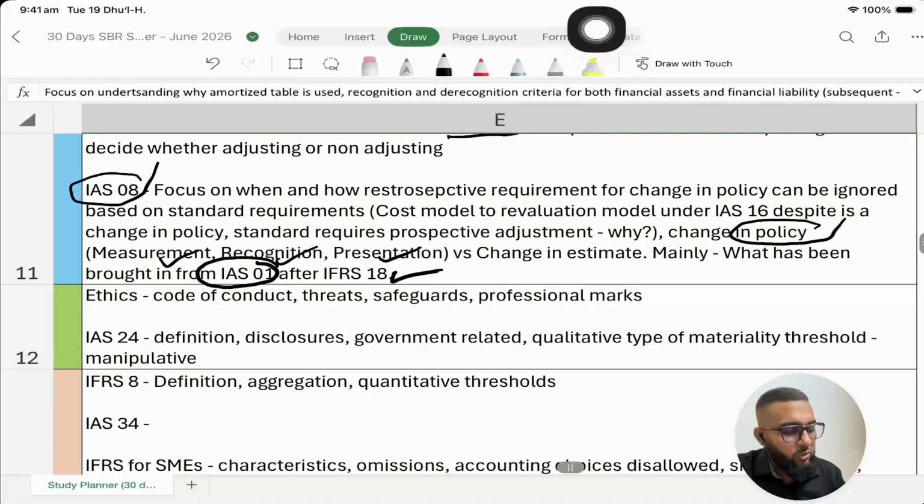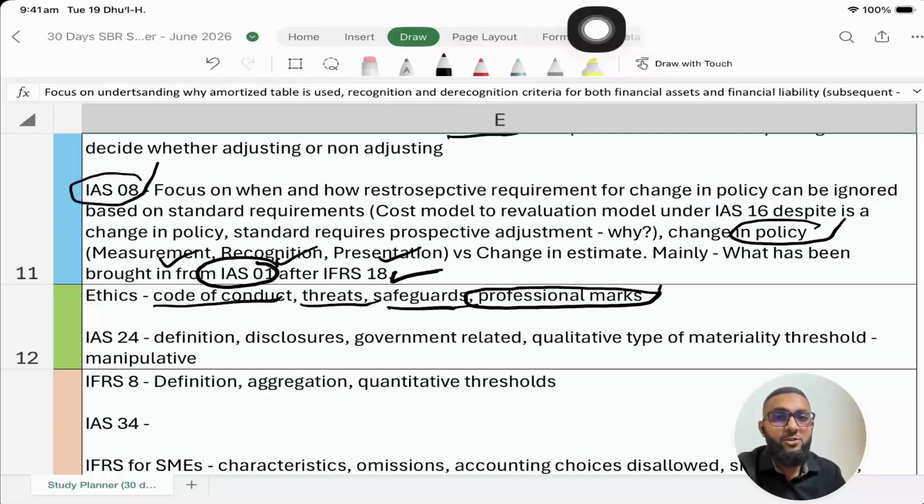So here you'll have to know the code of conduct, the ACCA code of conduct. You'll have to know the threats, the safeguards, and how to score professional marks here. You're getting 2 professional marks, 2 free marks here, but dependent on how you approach this question. So you'll have to know the ACCA's code of conduct, the principles, the threats, and how the principles are threatened, right?